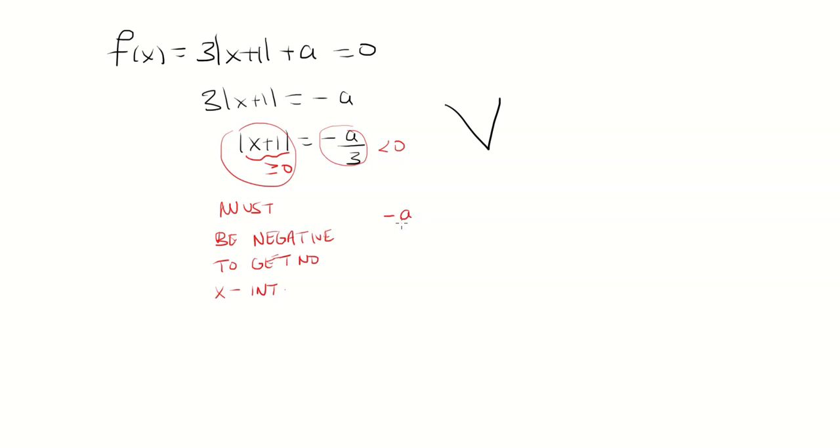So you want negative a over 3 to be less than 0. Multiply both sides by 3. And then divide by the negative, we get that a has to be greater than 0. So when a is greater than 0, the right side is negative, which cannot happen since the absolute value always has to be greater than or equal to 0.